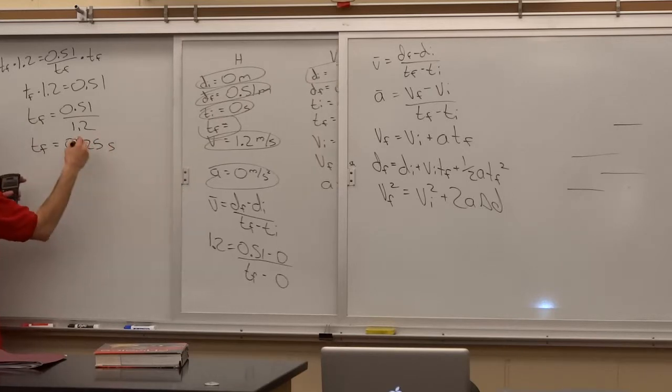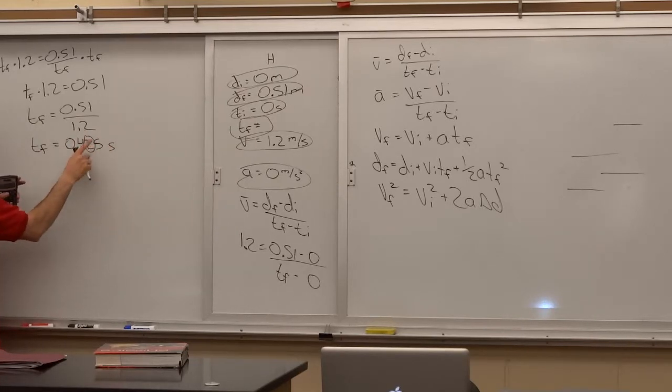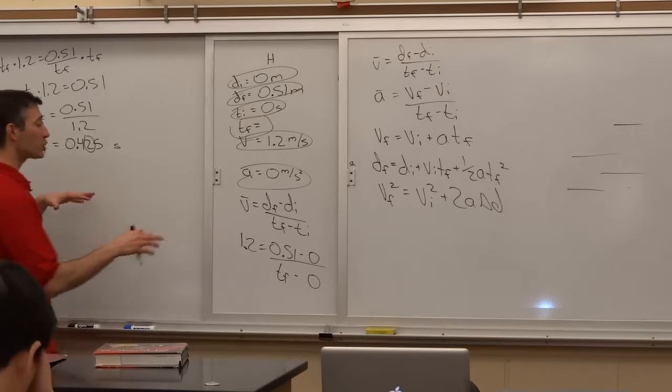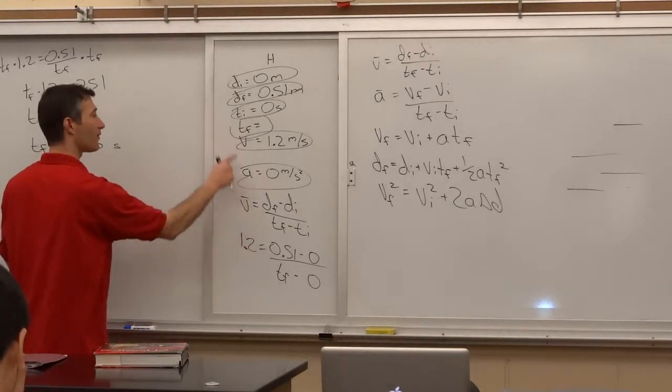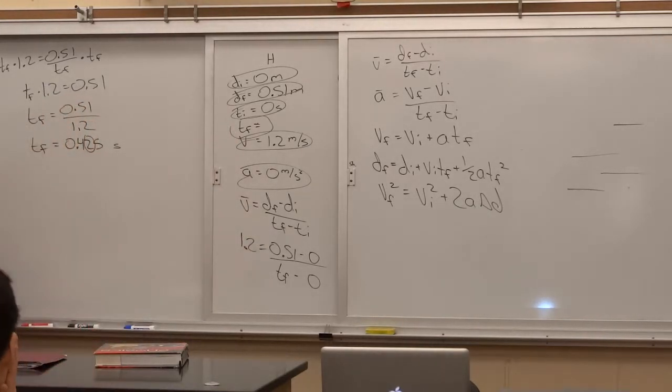Now, this should have 2 significant digits. Normally, I would keep 2 or 3 extra, but my calculator says exactly 0.425, so I only need to keep 1 extra digit. That's all there is. All right, follow-up questions about using this horizontal stuff to find the time?